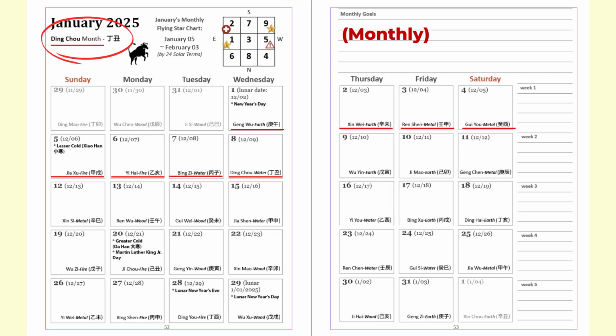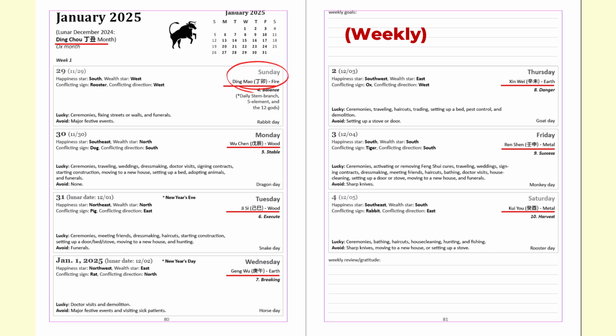Every month, we also have a 60 combination. January 2025 is the Dingchou month. And every day, we also have a representing 60 combination. And these are the basis of Chinese fortune telling and the calendar. So if you are interested in learning in the future, this is a good reference.